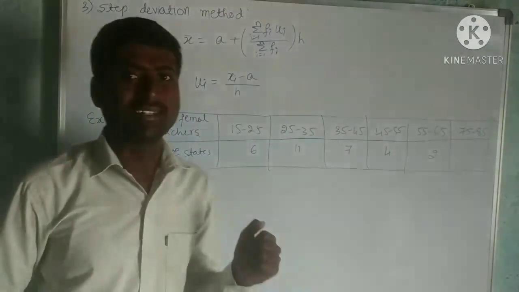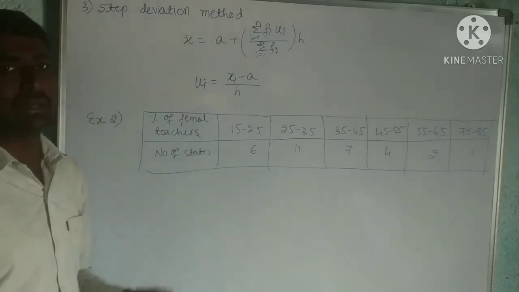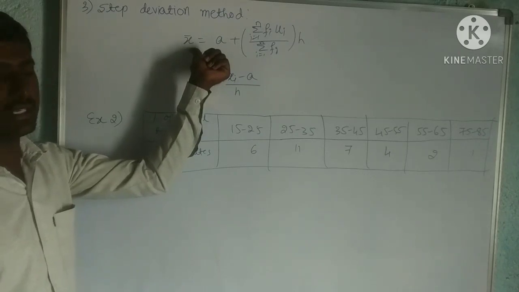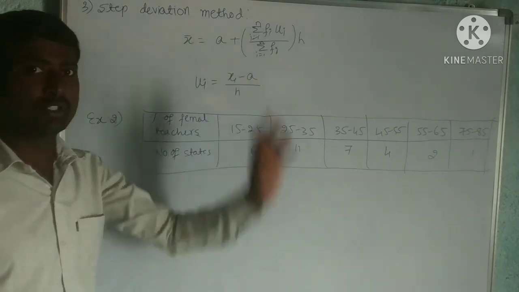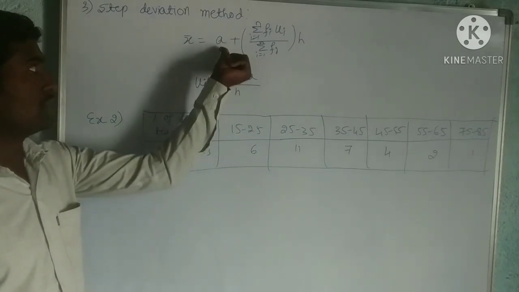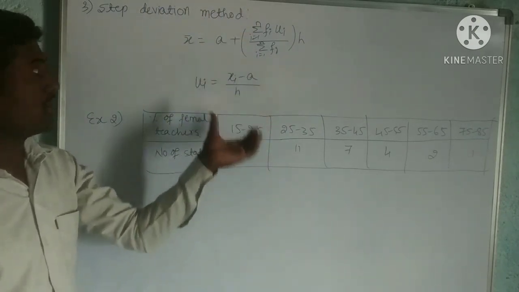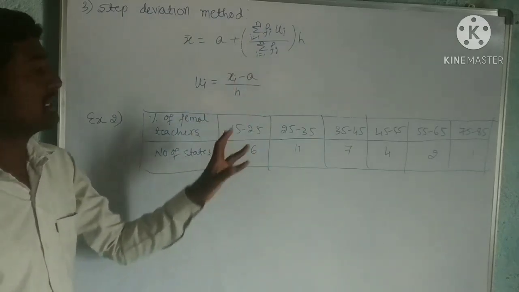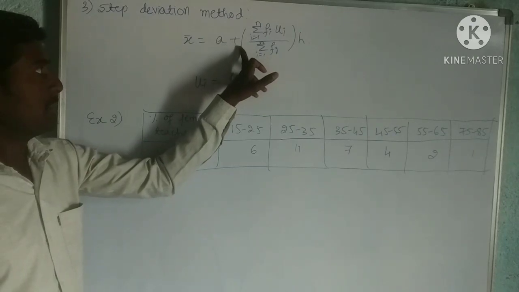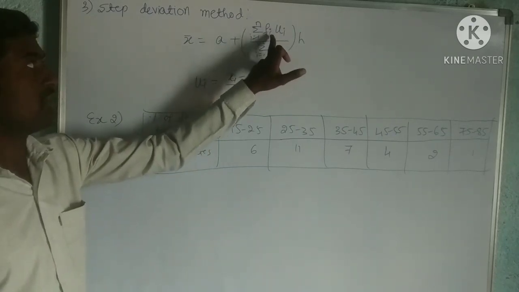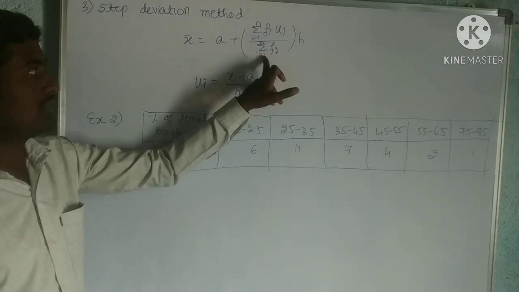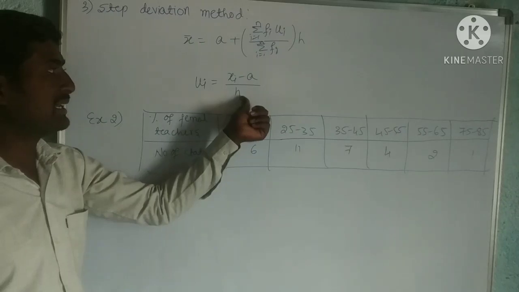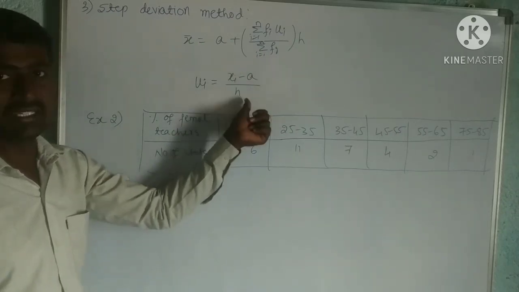Now the third method is the step deviation method. For this method, the mean x bar is equal to a, where a is the assumed mean, which we already know. We have to assume a value in the xi column, one in the middle of that table. That is, assumed mean plus the summation i equals 1 to n of fi ui divided by the sum of fi, into h, where ui is xi minus a divided by h.